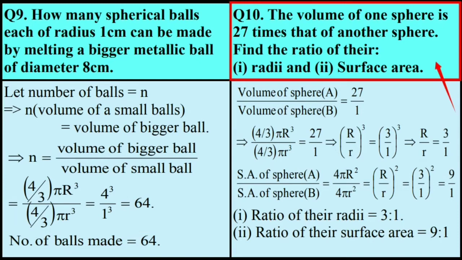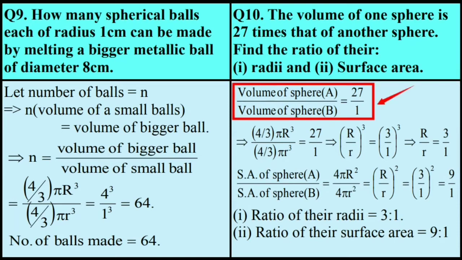Let's take another question. Question number 10. The question is, the volume of one sphere is 27 times that of another sphere. Find the ratio of their radii and surface area. Let's assume two spheres, sphere A and sphere B. From the ratio of their volumes, it's clear that sphere A is bigger than sphere B. According to the question, volume of sphere A divided by volume of sphere B is equal to 27 by 1.